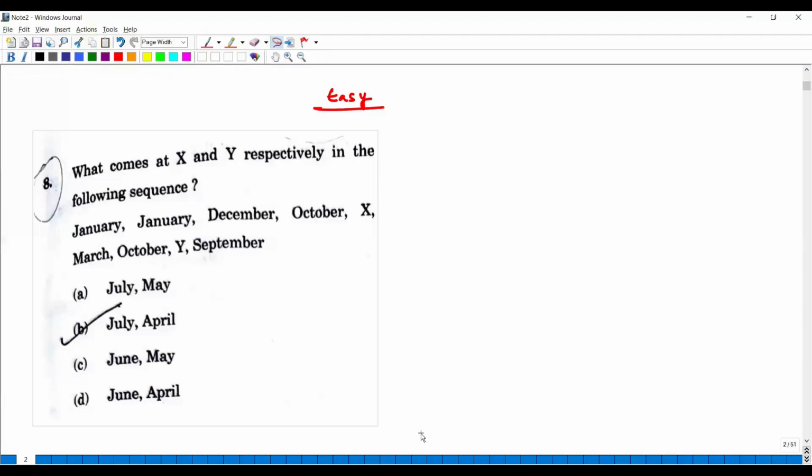Look at the easy question. Question number 8. What comes at x and y respectively in the following sequence? And they have given months. So I'm converting the months into numbers for our convenience. It is January 1, then 12, then 10, then x, then 3, then 10, then y, then after 9.